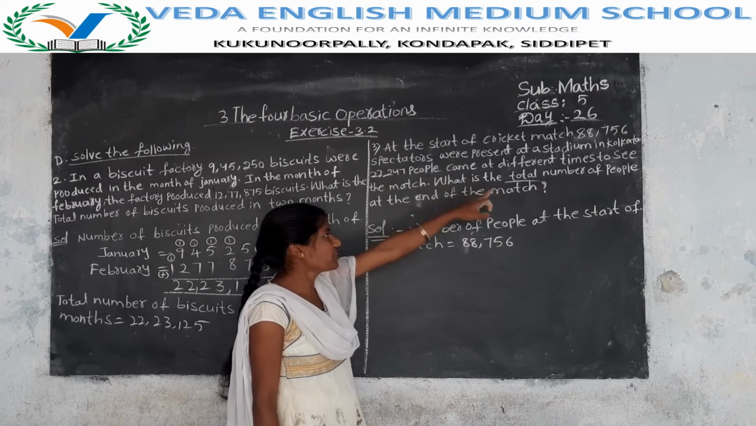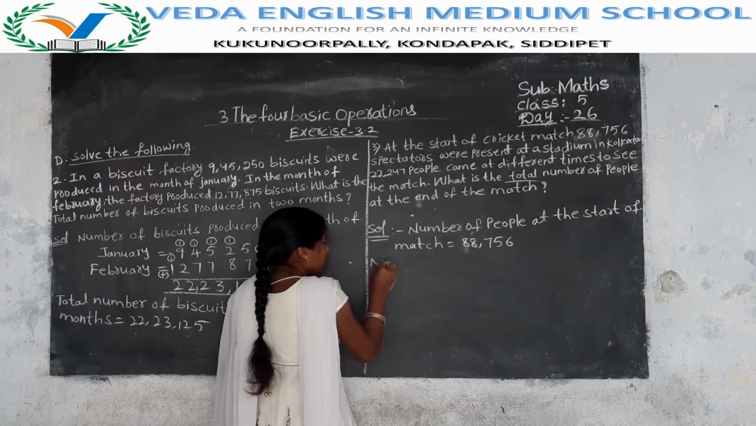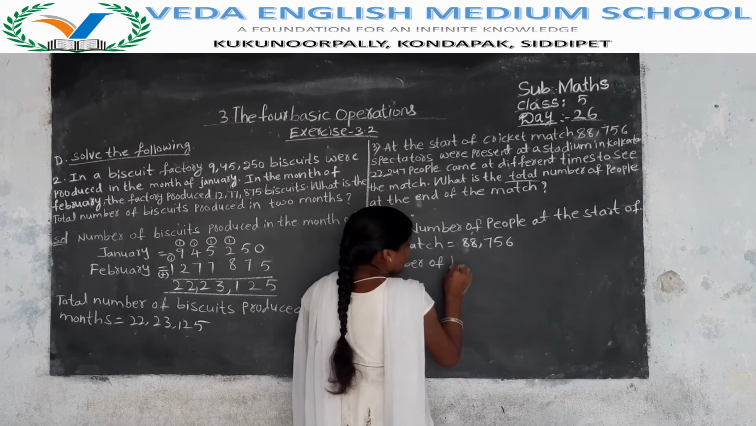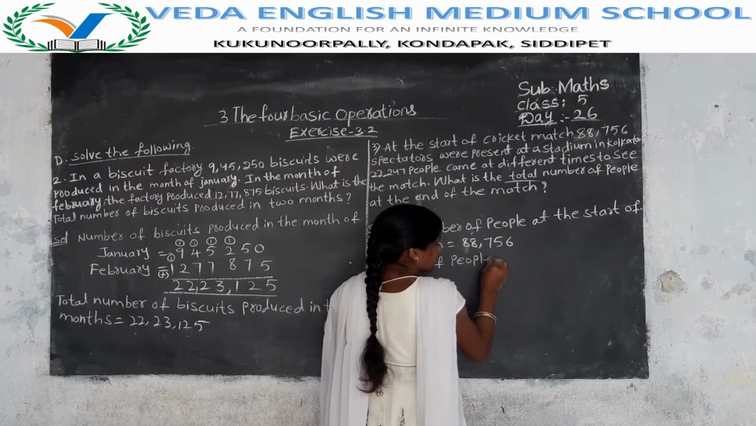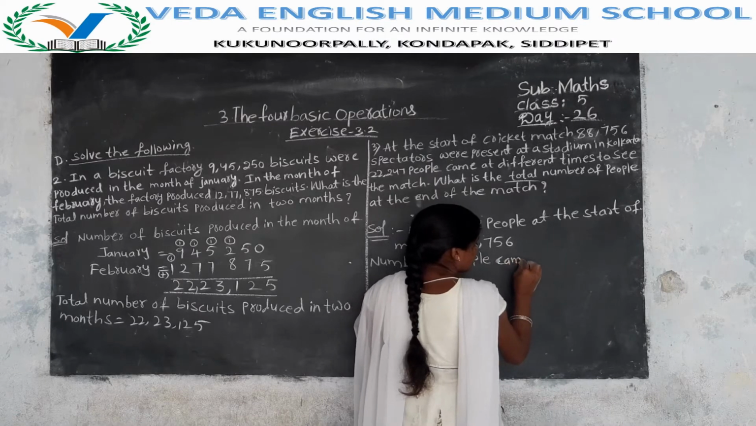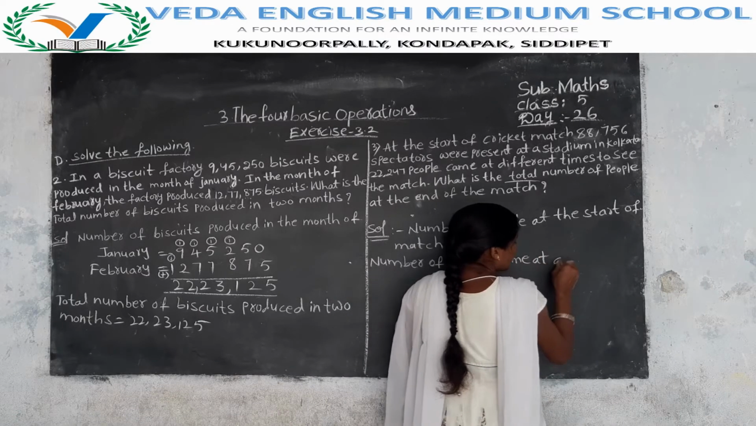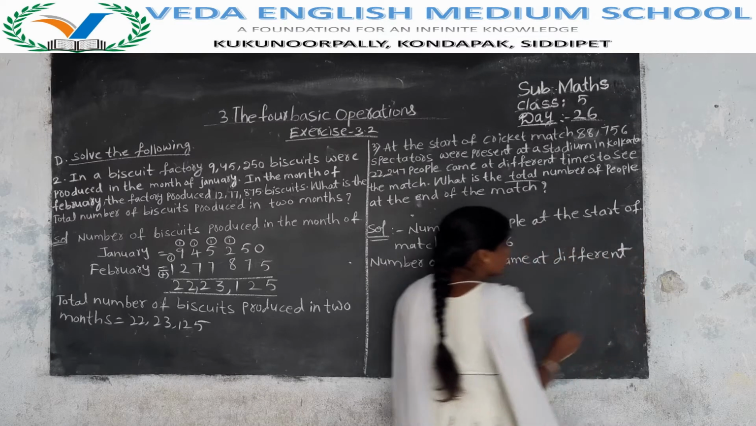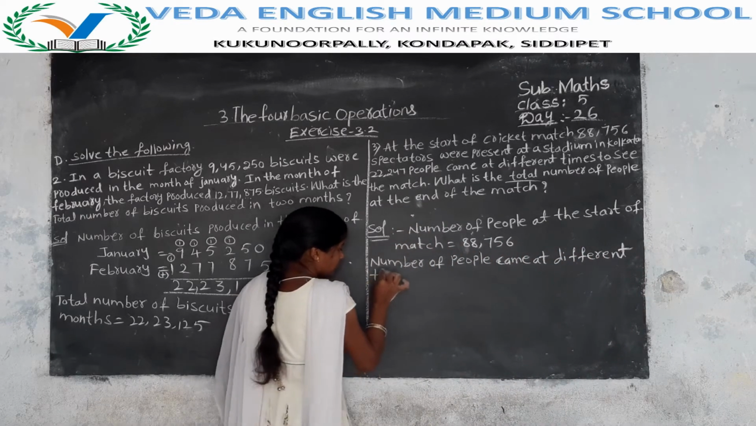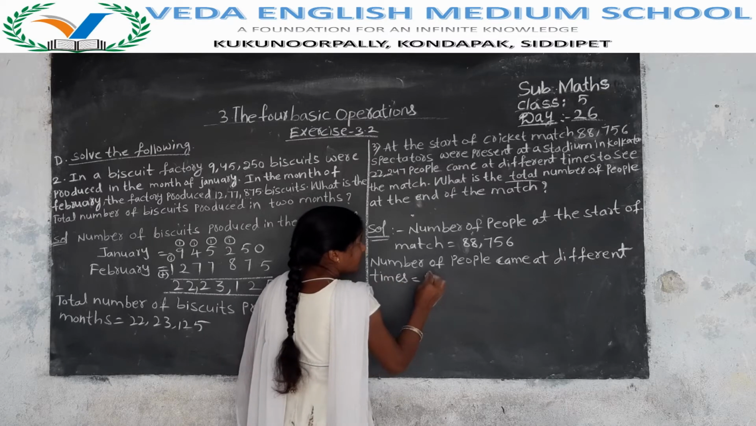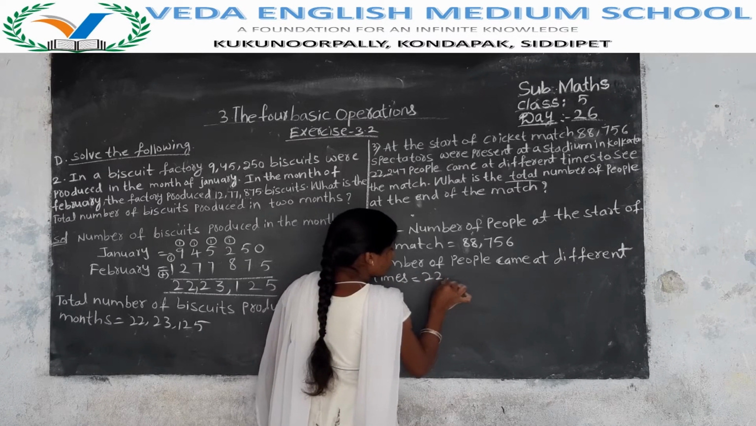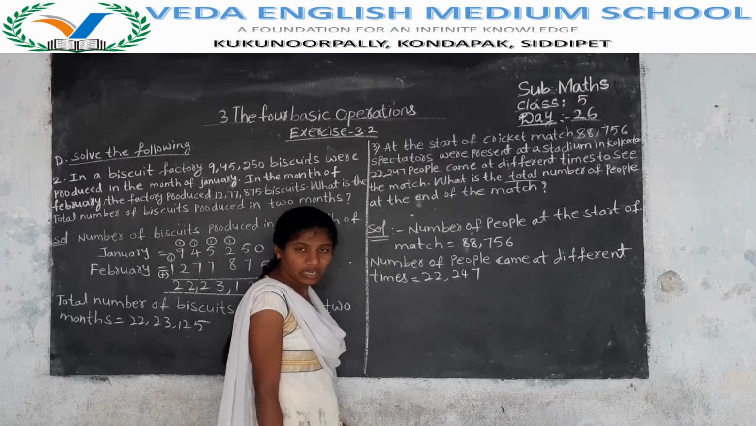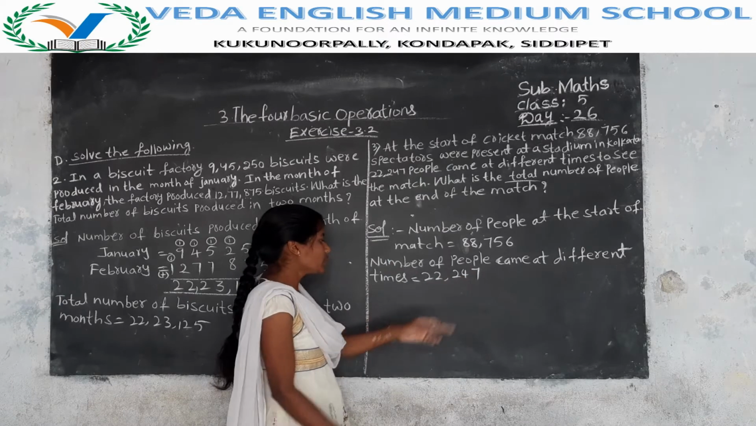Next, 22,247 people came at different times. Number of people who came at different times is equal to 22,247. Now we have to find the total number of people. To find the total number of people, what do you have to do? You have to add these two.